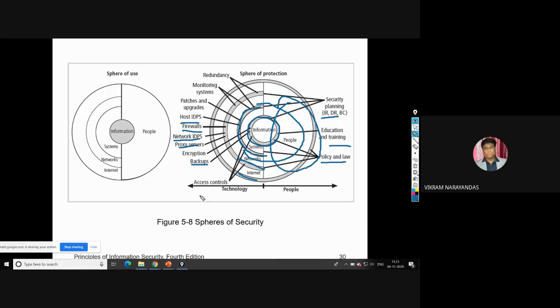So in the point of technology, what are the devices you are using to protect your information, your system, your network, internet? All belongs to your asset here. According to people, what are the policies and laws you are using to protect your information, how you are guiding the employees, by giving some awareness programs, by conducting some reviews, by education and training.